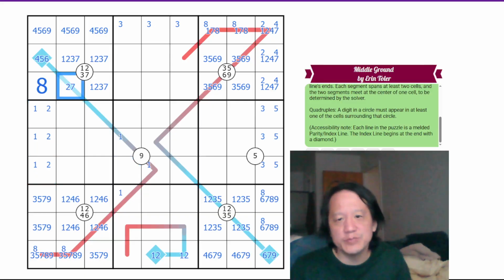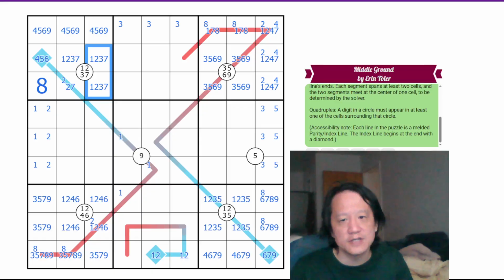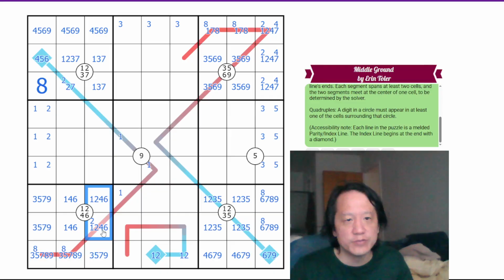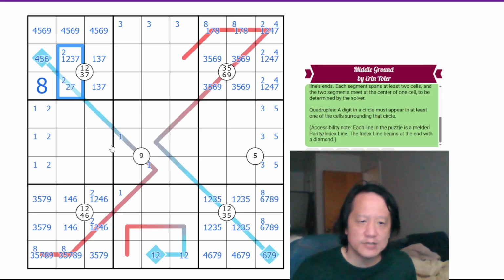So 2 has to be in the 2nd position, 3, 4, 5, 6, or 7th. So we have a guaranteed 2 here, or a guaranteed 2 here, which eliminates 2 in the cells that see them, which would be both of these, and both of these. So we have a guaranteed 2 in one of those two cells. We have a guaranteed in one of those two cells. Interesting.